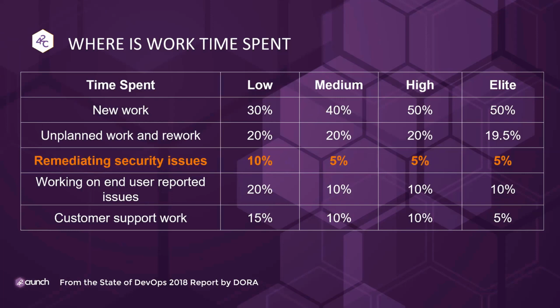Now, something important to take a look at, and this is a statistic that has been consistent throughout at least the last 3 or 4 years that I've been reading the State of DevOps report, is that those organizations who have improved their ability to deliver changes quickly spend less time overall, by half, on remediating security issues.